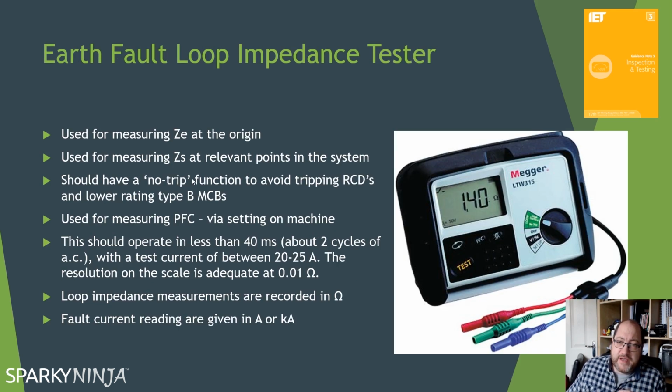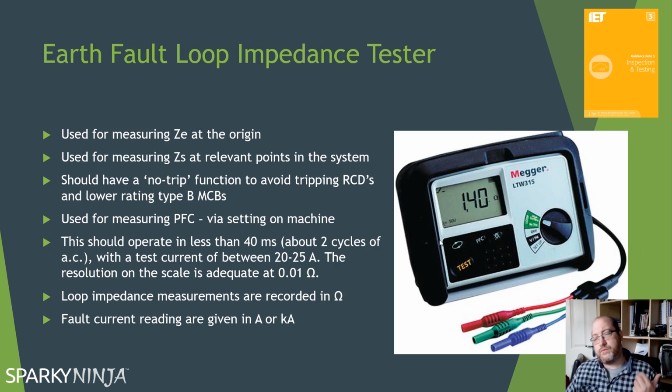The earth fault loop impedance test, though, in this case it's another instrument. If you have a multifunction tester like my 1720 Mega, then it's just another setting on the instrument. But if you have a dedicated dead test, live test instrument, then you may have a separate earth fault loop impedance tester. The earth fault loop impedance tester will be used for measuring the external earth fault loop impedance, Ze, your earth fault loop impedance at subsequent distribution positions and at the end of every final circuit, your Zs's. It must have the ability, well, should have the ability to go to a no-trip facility. The no-trip facility being a little selector there.